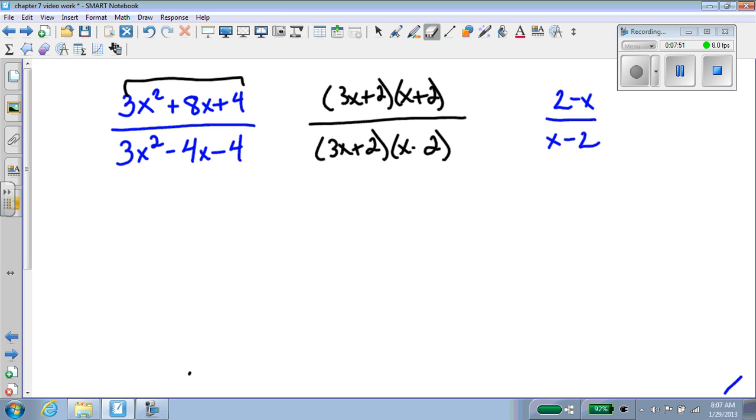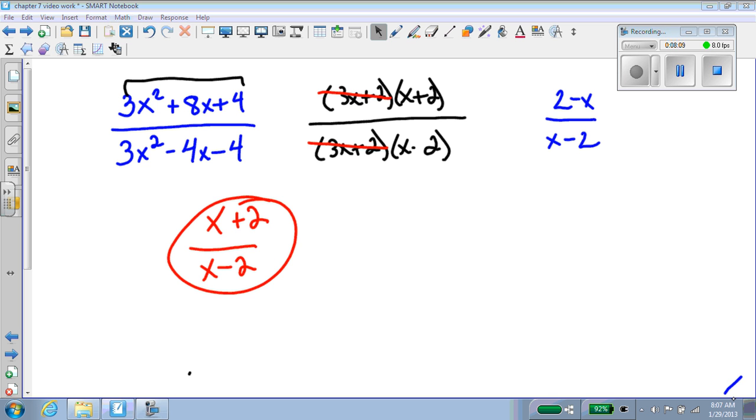Okay, what do I have now? I have identical factors of 3x plus 2, so those will cancel. These are not the same. x plus 2 is not the same as x minus 2, so in simplest form, I have x plus 2 over x minus 2.